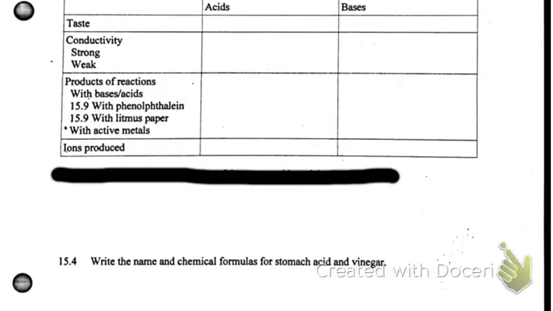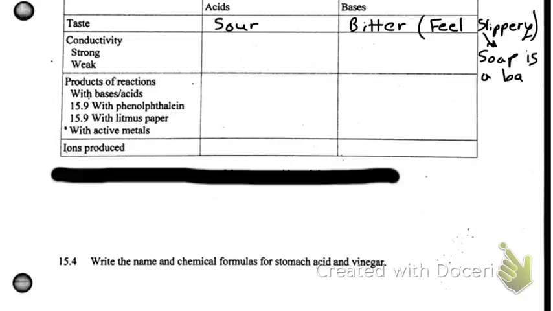So first thing we're going to talk about is taste for acids and bases. With an acid, they taste sour. With a base, they taste bitter. You should also know that bases feel slippery. So something like soap is a base, and that is why it feels slippery. Weak bases always feel slippery when you touch them.